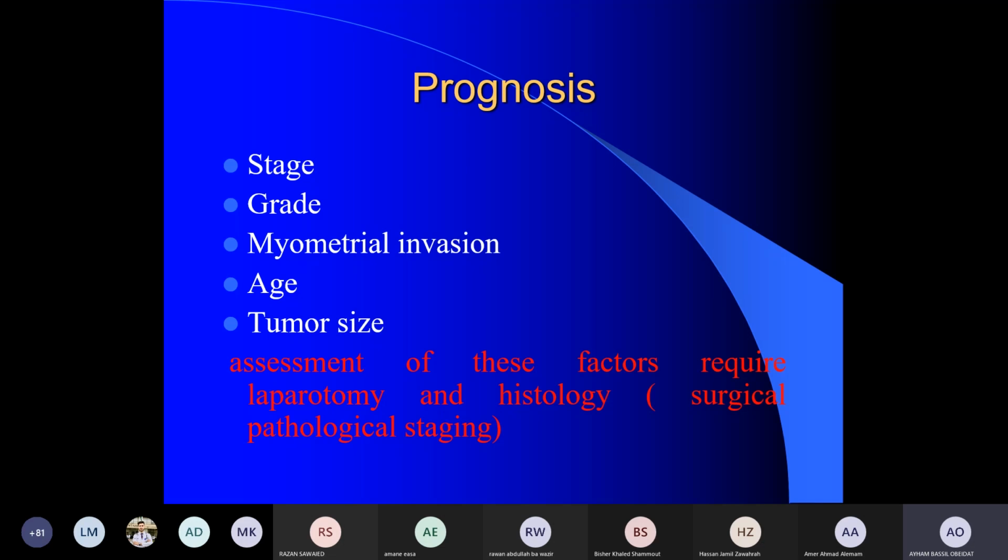The prognosis of endometrial cancer will depend on several factors, including the stage of the disease, the grade of the tumor, the depth of myometrial invasion, the age of the patient, and the tumor size. Now, most of these factors are not available until you have done the surgery, and this is why it's called surgical pathological staging for endometrial carcinoma.